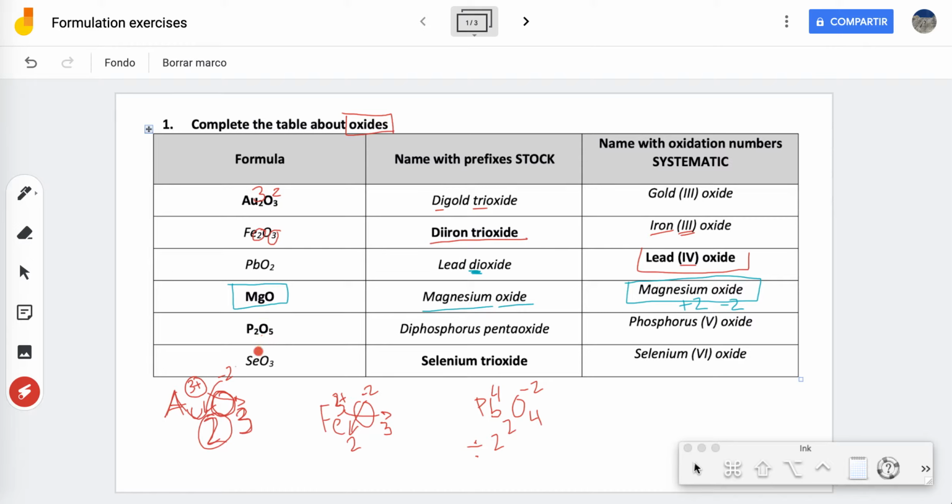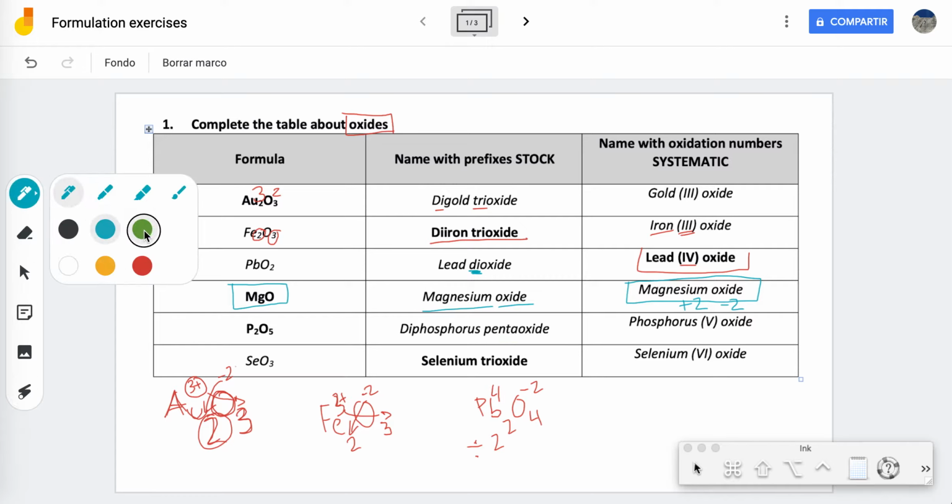Okay, how do we call it? Diphosphorus, and this 5 means that we need to write penta. Okay, penta. So diphosphorus pentaoxide. Diphosphorus pentaoxide. Yes.